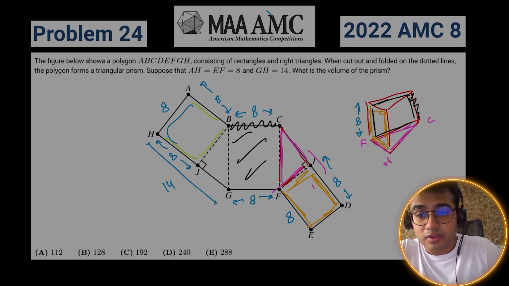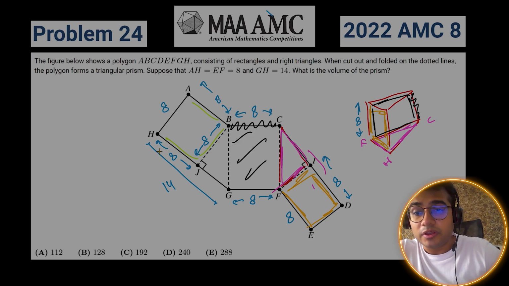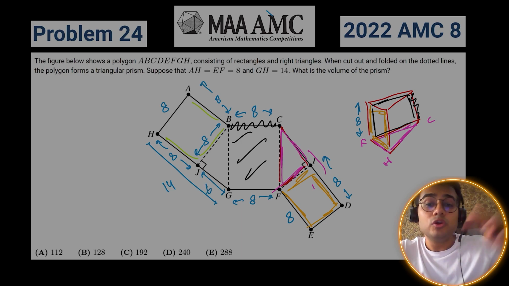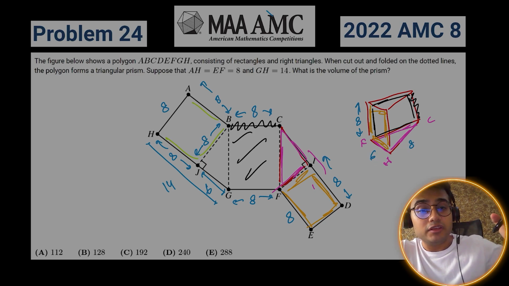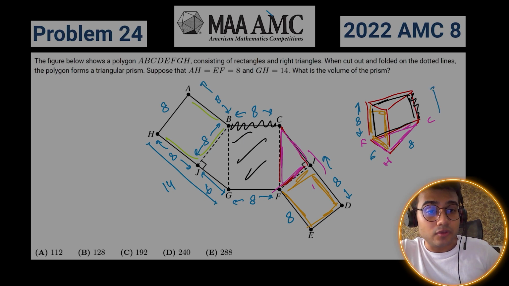And since three sides are 8, and all the angles are 90, therefore this must be 8 as well. Okay, so this whole side, they told us that GH is 14, and we found out that HJ is 8, that means this side must be 6. So now we know two sides of the base. So the base is 6 by 8, and the height of the prism is also 8.